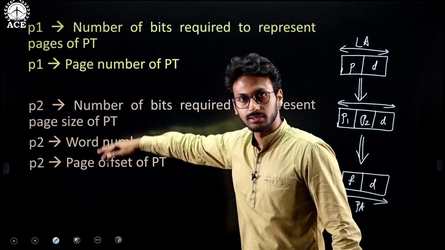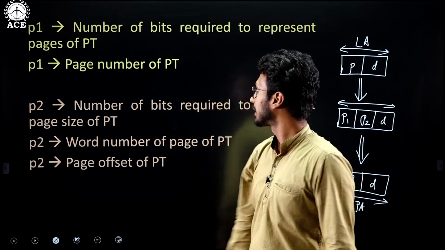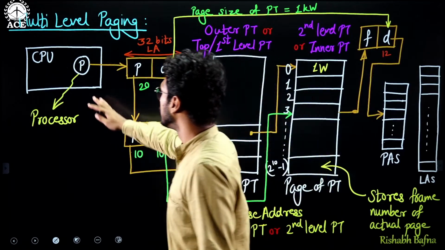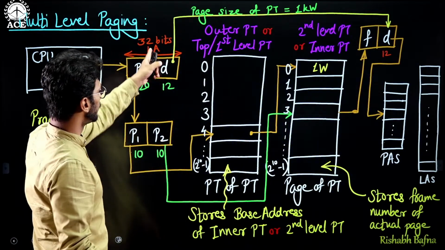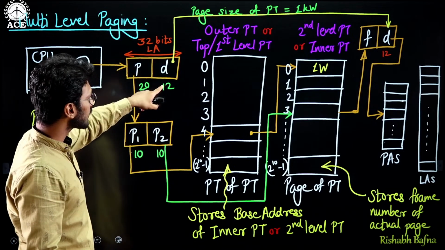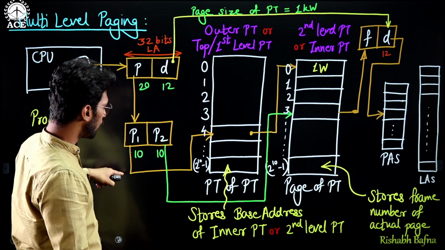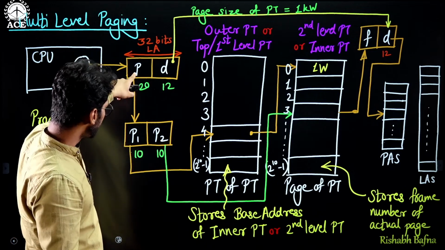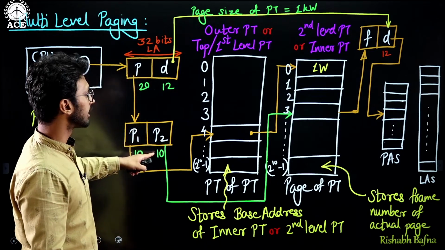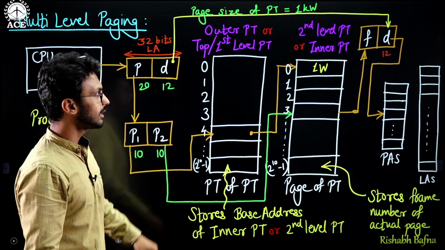We will read all this after seeing the diagram. First we will see the diagram. Just have a look at this diagram. CPU generated logical address, 32-bit logical address, let's say. D is, let's say, 12 bits. P, 20 bits. Now, if you observe, P is split into P1, P2, 10 and 10. Why 10? Why 10?